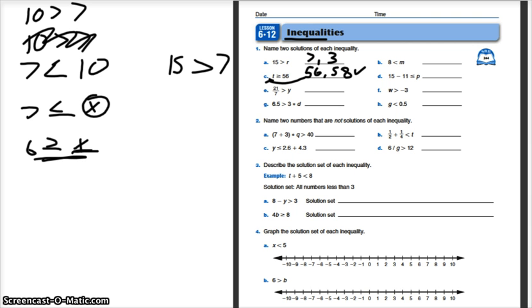Now, here we are going to go down to number 2 at the bottom. Name 2 numbers that are not solutions of each inequality. So now we need to find numbers that make our problem incorrect. So let's look at A together. So we have 7 plus 3 times Q is greater than 40. So we have to put in a number where it makes that statement not true. So we have to do 2 numbers.